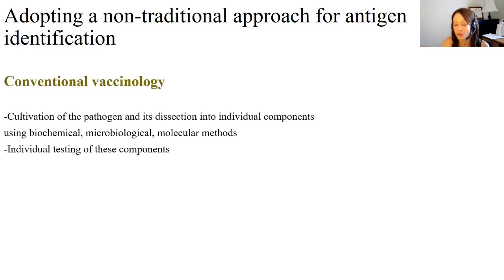Why should we adopt a non-traditional approach for antigen identification in C. perfringens? For all of those virulence factors that I presented and that were investigated for the role as potential antigens, all of them have been looked at using a classical conventional vaccinology approach, which requires the cultivation of the pathogen and its dissection into individual components using biochemical, microbiological, and molecular methods. And of course, it requires the individual testing of these components, which can be time consuming.